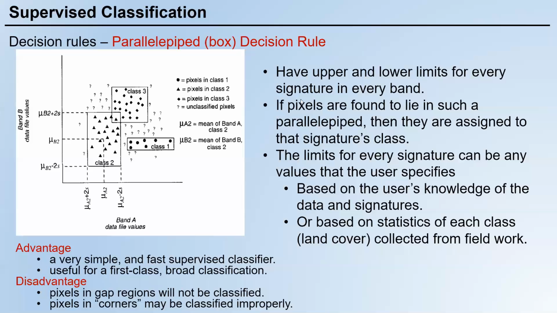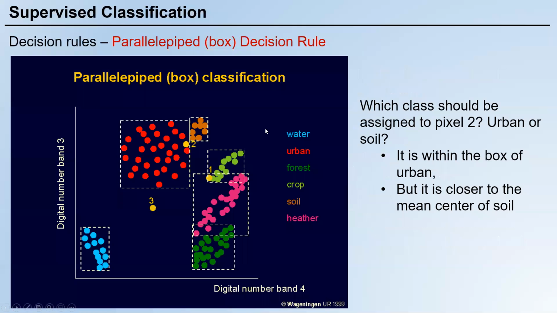Okay, so here is an example. We have several classes here. Water is blue, urban is red, this dark green is for forest, the brighter green is for crop, the brown ones are for soil, and the pink ones are for hazard. So which class should be assigned to pixel 2? Pixel 2 is here. Urban or soil?